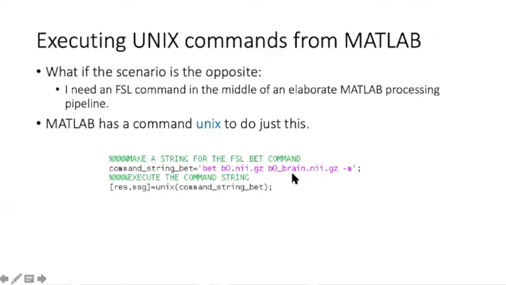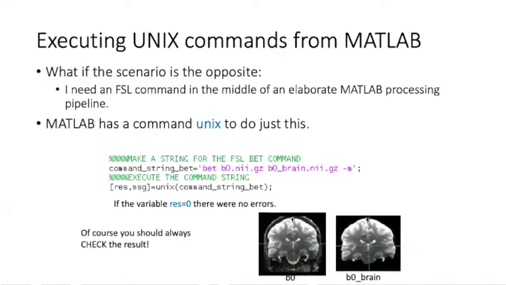Here you have the command string like before where you want to run this command. These are the inputs. This is an option that you have. And then you just run the Unix command string. If you get a 0 back, that means that there were no errors, but you should always check your results. Oftentimes I'll run things in Python, but I'll do all of my plotting and error checking in MATLAB.